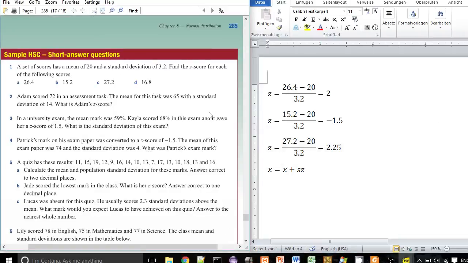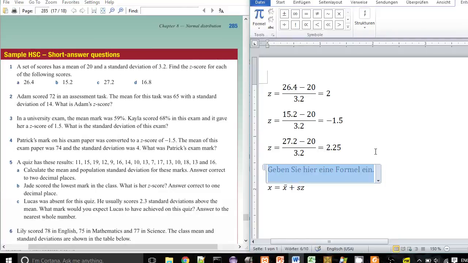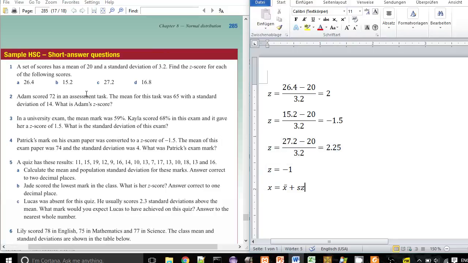And whatever, 16.8. Fine, I'll do that one as well. Actually, that one's easy. I'm just going to write the answer. See how it's below 20 and it's exactly 3.2 below. So it's just going to be minus 1. You can use the formula though.